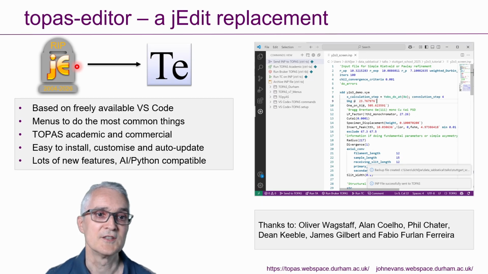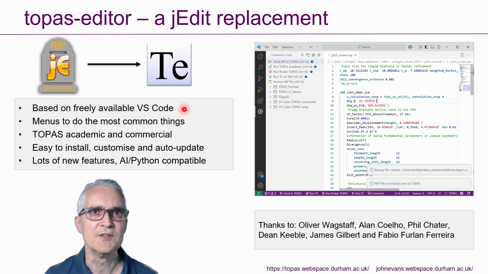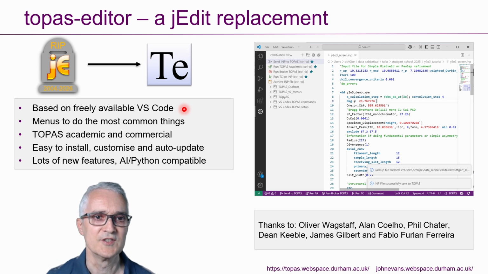And Phil Chater suggested that we looked at VS Code as a potential replacement. So VS Code is a beautiful editor. It's a freely available editor. You can install it easily on lots of different platforms. And it's a really powerful editor. So it's an editor that's developed and used by the programming community. So it has lots and lots of very powerful features in it.